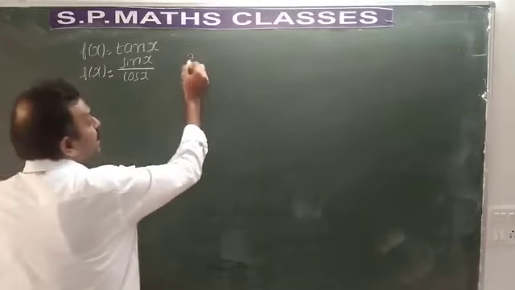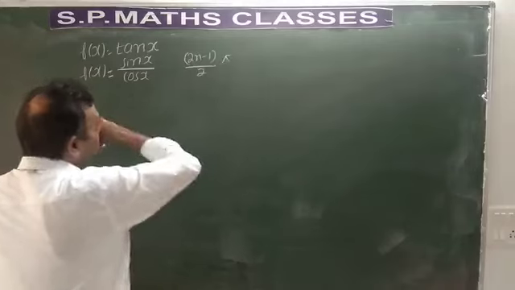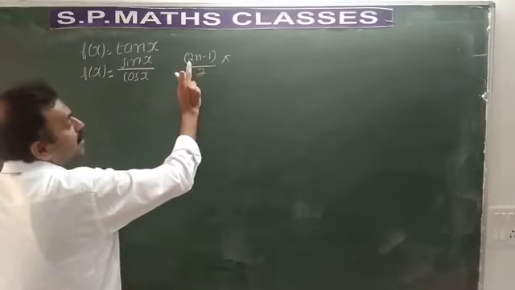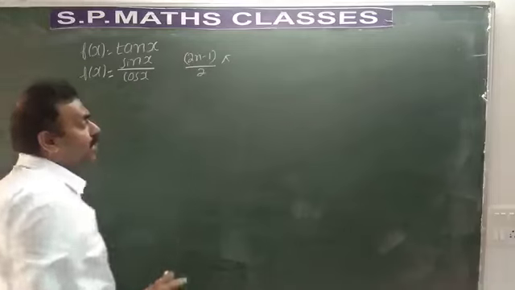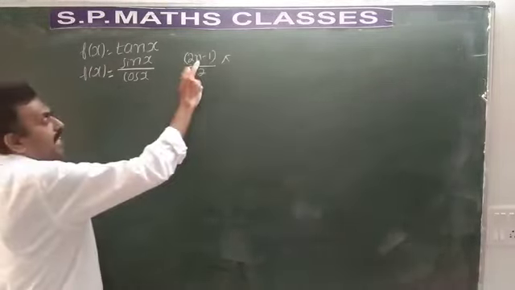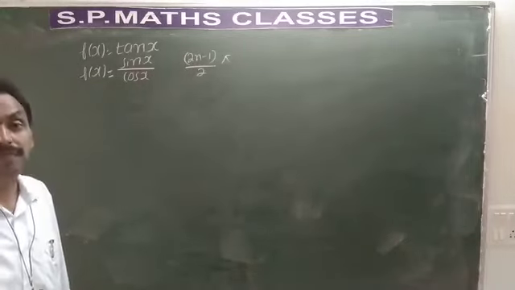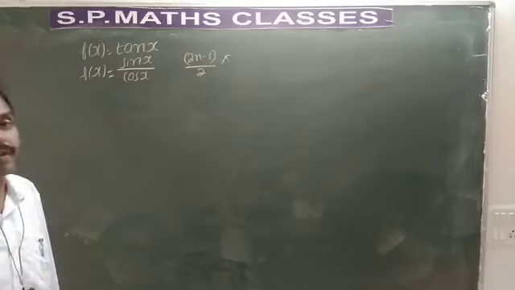That is, we can generally say that it is (2n minus 1) by 2 into pi. See, if you put n as 1, what happens? 2 minus 1 is 1. 1 by 2 into pi means pi by 2, 90. If you take n as 2, 2 into 2 is 4, 4 minus 1 is 3, so 3 pi by 2. 3 pi by 2 is 270.